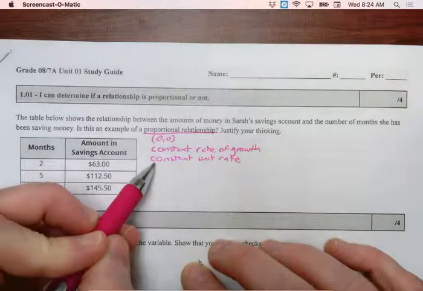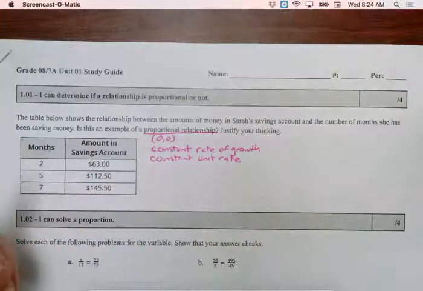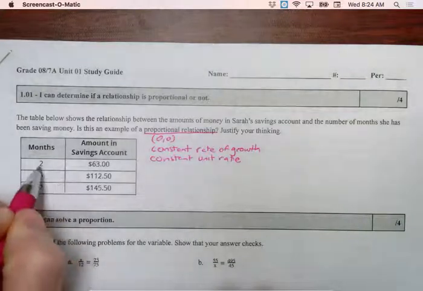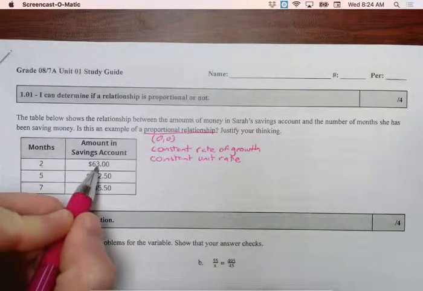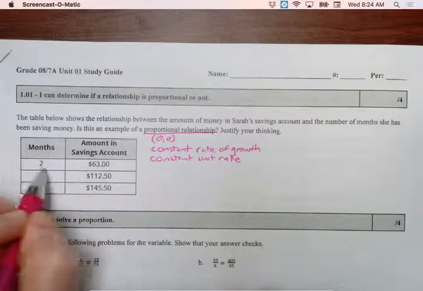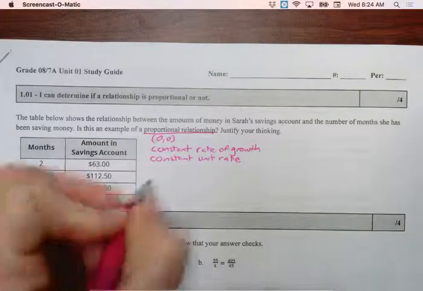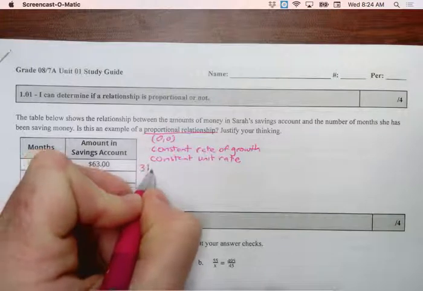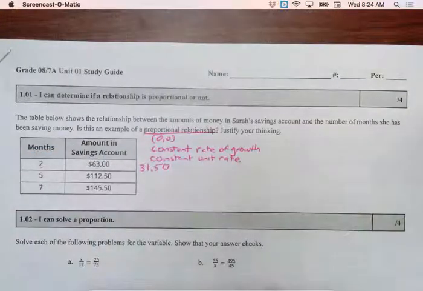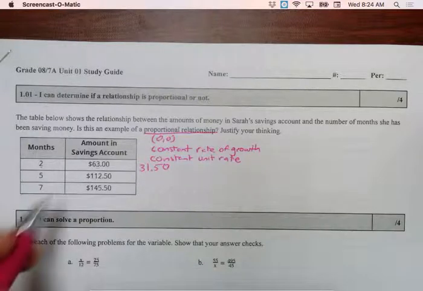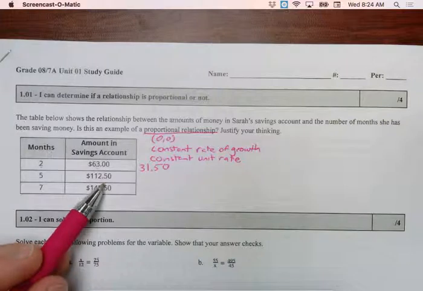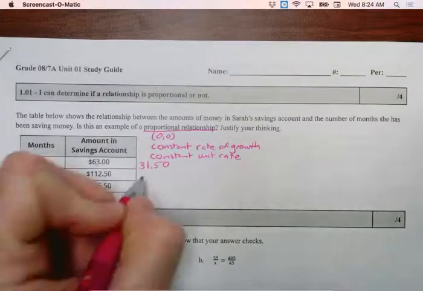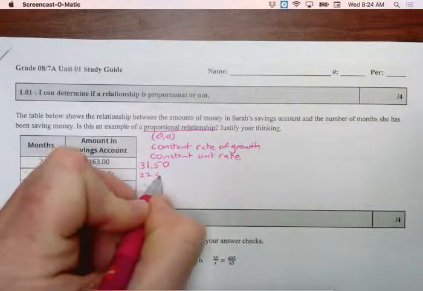I can check this constant unit rate very quickly. So in 2 months, okay, she has $63. So if we divide $63 by 2 months, we're going to get $31.50 per month. Okay. If we take 112.5 and divide that by 5, we get 22.50.